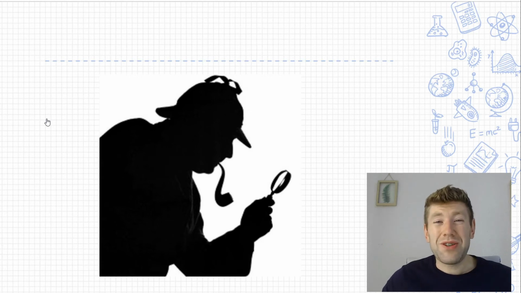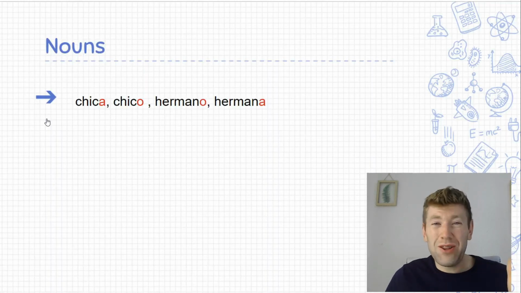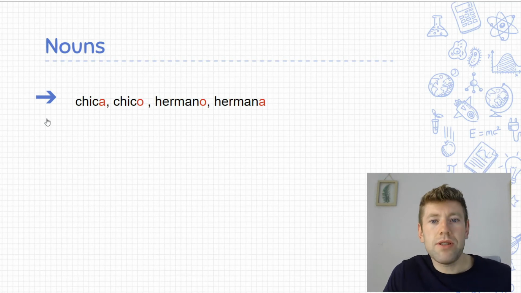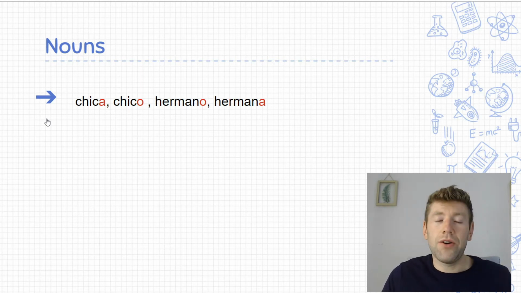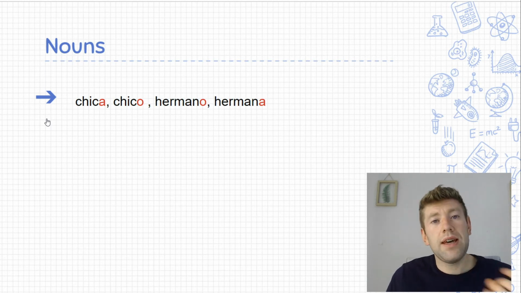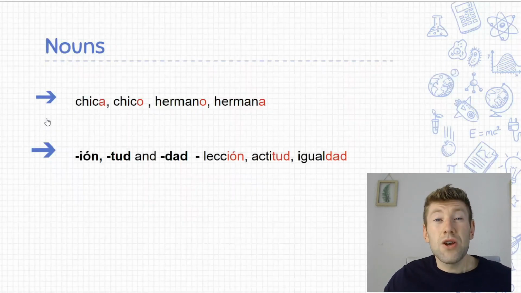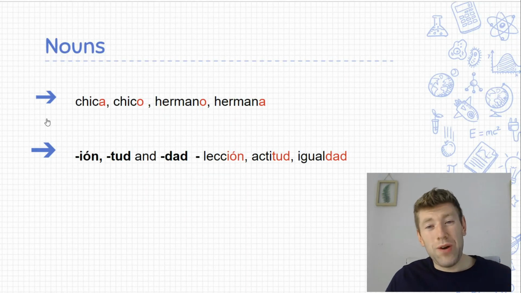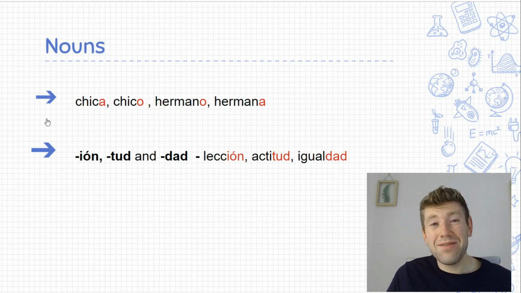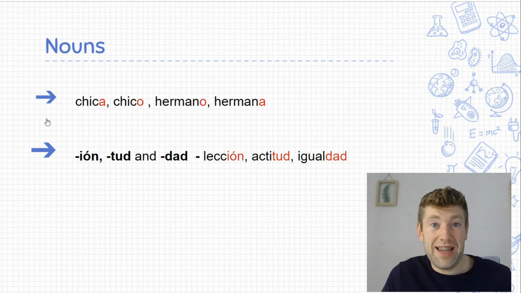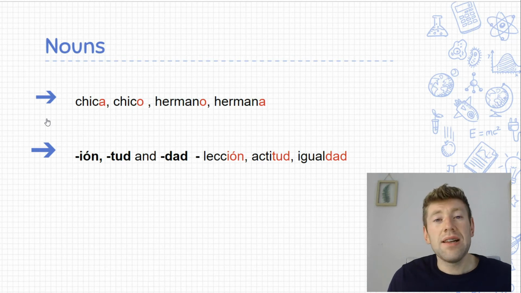Now, a lot of times this is pretty straightforward because most of the time, not all the time, but most of the time, if it has an A, it's feminine, and if it has an O, it's masculine. So, for example, chica and hermana, girl and sister, would be feminine, but chico and hermano, boy and brother, would be masculine. Some other ones, for example, if the word ends in ión, tud, or dad, for example, lección, lesson, actitud, attitude, or igualdad, equality, then these words ending with those letters are feminine.